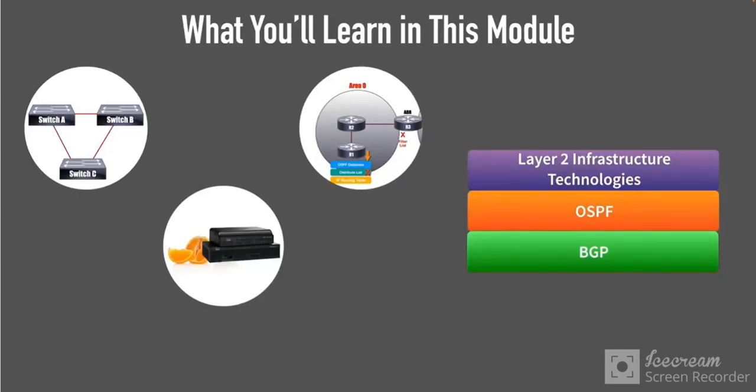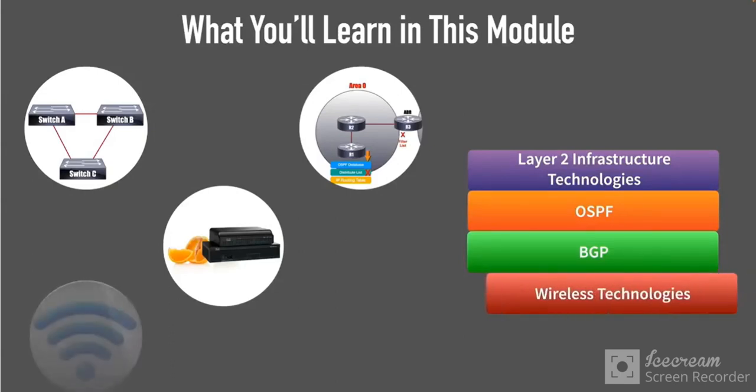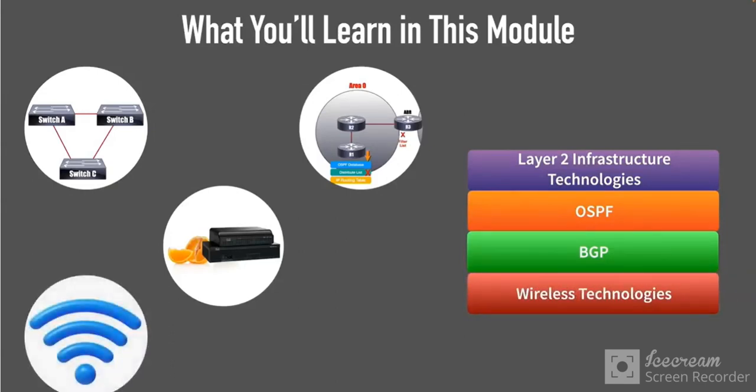Then we're going to untether ourselves from the network and go wireless. In the wireless technology section, we'll talk about wireless communication theory, different modes that our access points can operate in. We'll talk about how antennas work, how we can roam from one access point to another, and maybe even one wireless LAN controller to another. And we'll give you some tips for troubleshooting wireless networks.